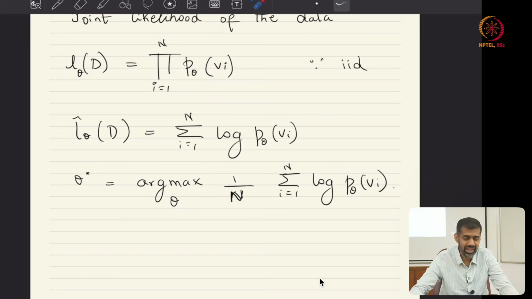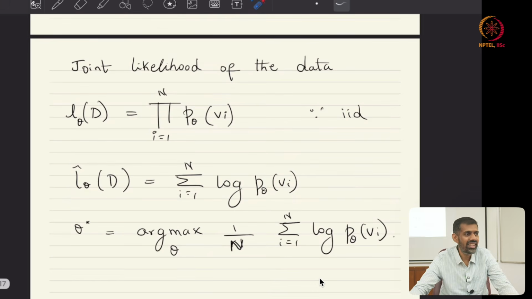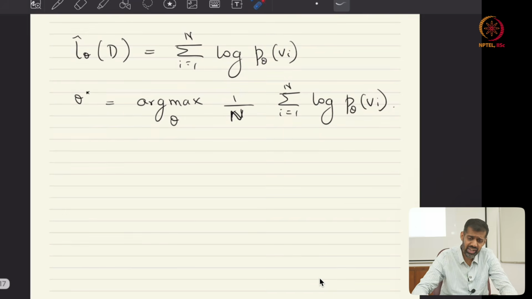Again, as I said, seeing this as maximizing the likelihood is not something that I am a fan of. I want to see this as the one that minimizes the KL divergence. So wherever you see this maximum likelihood estimator, remember that it's the minimal KL divergence estimator.